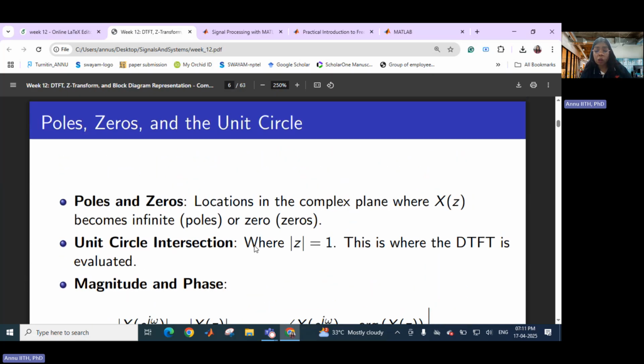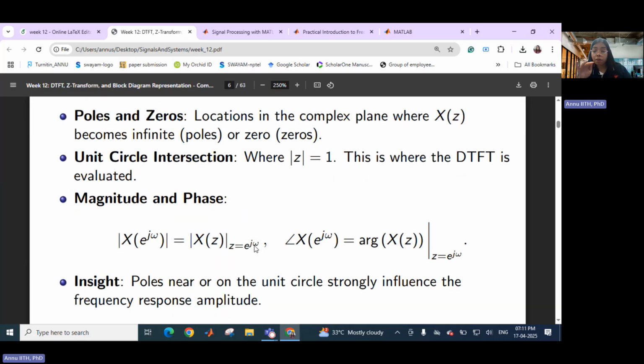Now, if we talk about the poles, zeros, and the unit circle: poles and zeros are locations in the complex plane where X(z) becomes infinite or zero. So what does this mean? If it becomes infinite, it is in the denominator. And if it is zero, it is in the numerator. The unit circle intersection is |z| equals 1. This is where the DTFT is evaluated.